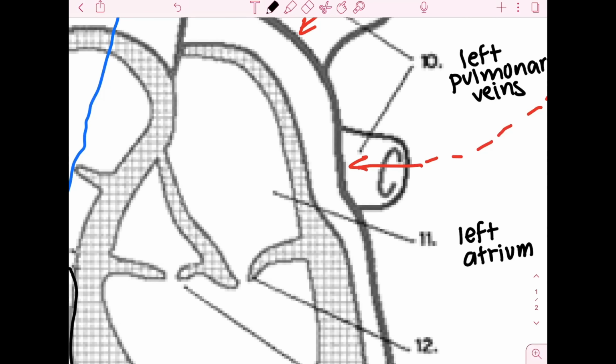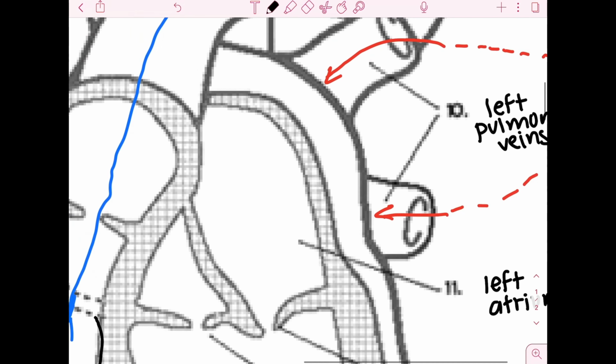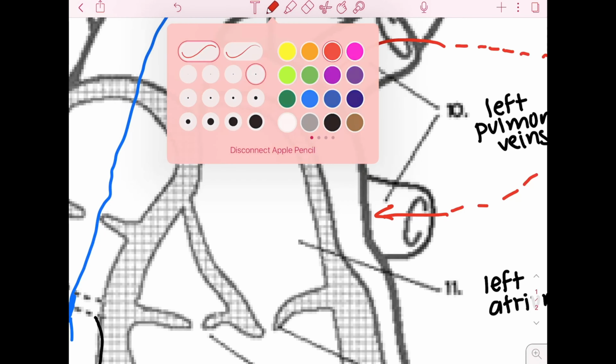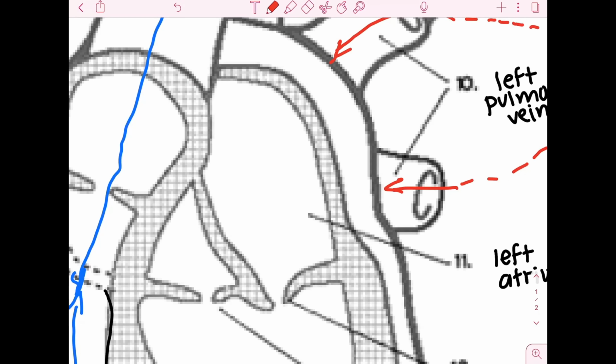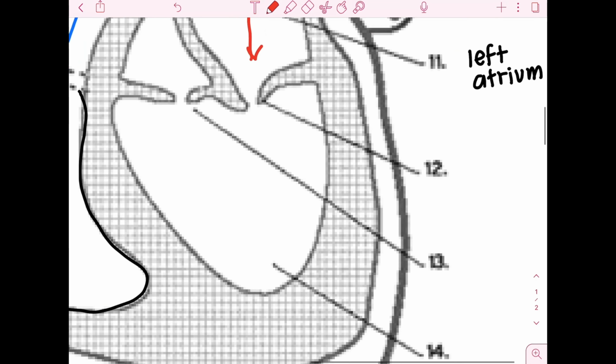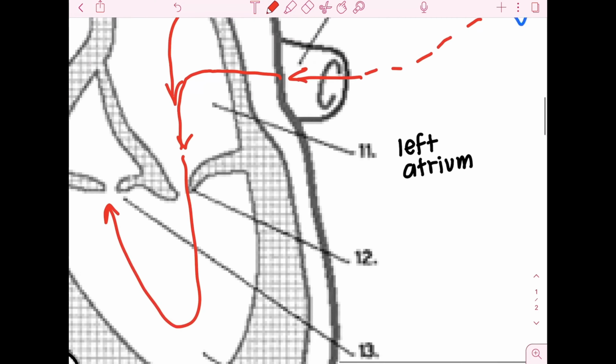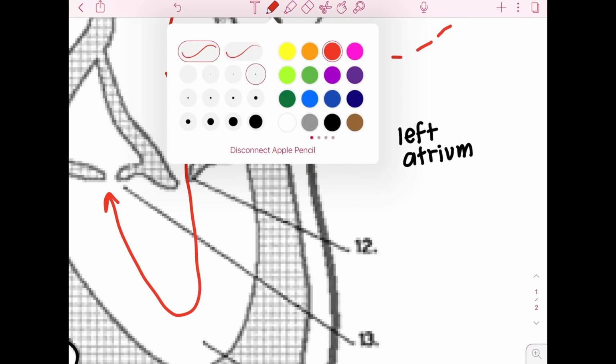So this chamber receives oxygenated blood from the left and right pulmonary veins, after which it continues to pump this blood throughout the heart. So let's draw our flow of blood. We obviously have a lot more oxygenated blood. We're bringing in tons of good fresh blood here, and we're pumping it all the way down here into the next part, which is number 12.